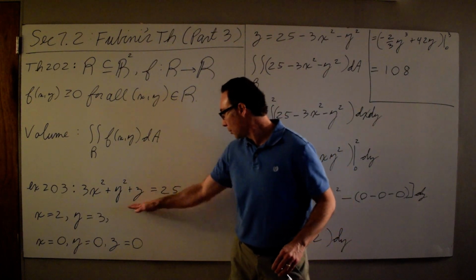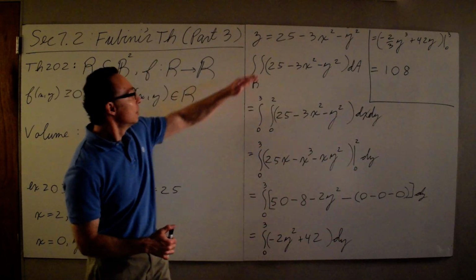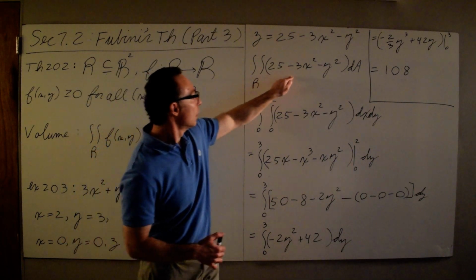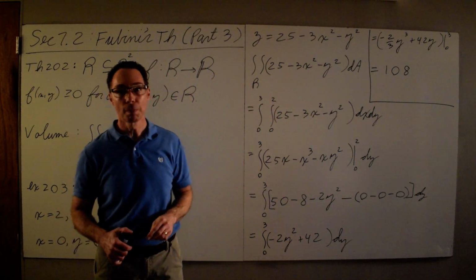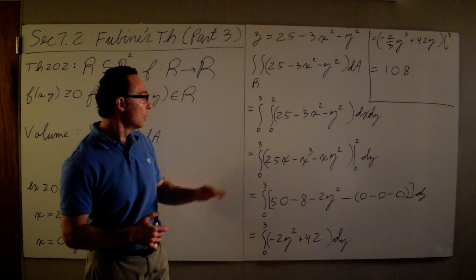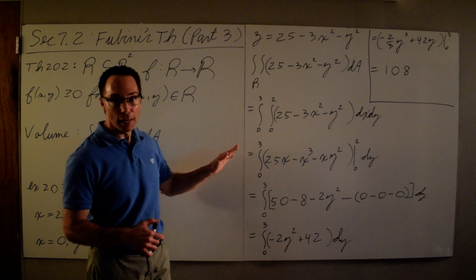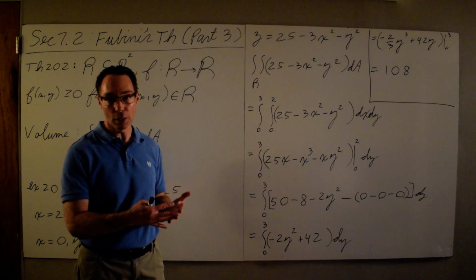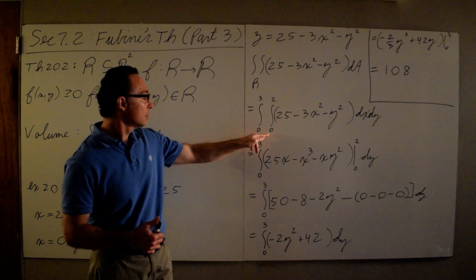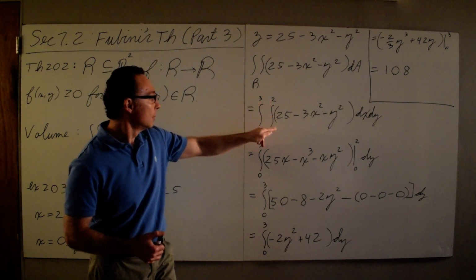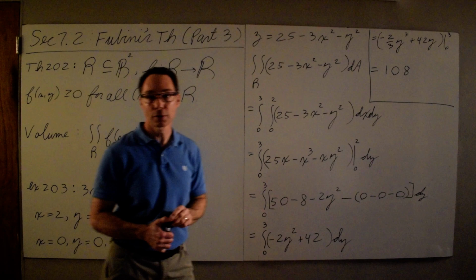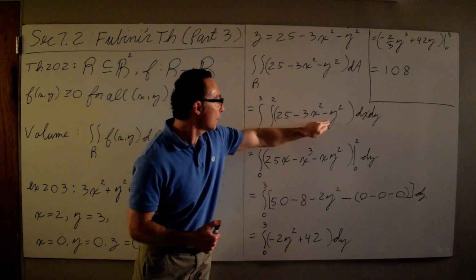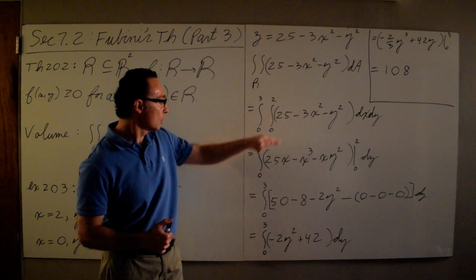So the first thing we do is we write z as a function of x and y, and we're going to integrate our function over our region, dA. According to Fubini's theorem, this is a rectangle, so we just have 0, 2 cross 0, 3. We can integrate in either order. I chose x, so we're going to integrate 0 to 2 with respect to x. So remember, when we do that, we're just going to pretend y is a constant. So we integrate with respect to x.